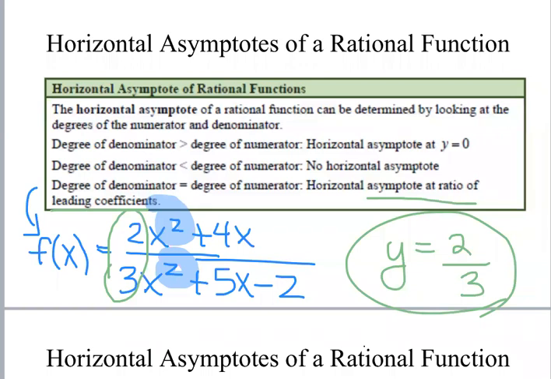So those are your 3 different cases for horizontal asymptotes. You may want to write them down, have a quick sheet to look at as you go through. So you can have the degree of the denominator being bigger, smaller, or equal, and you have your 3 different options.